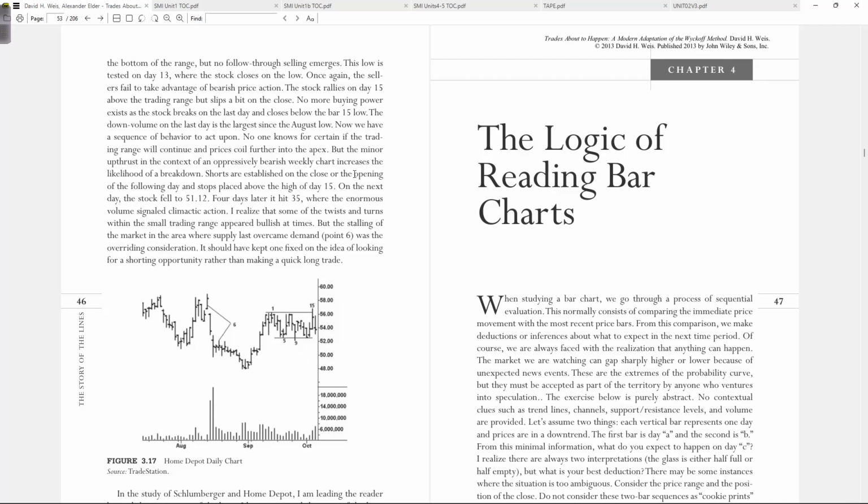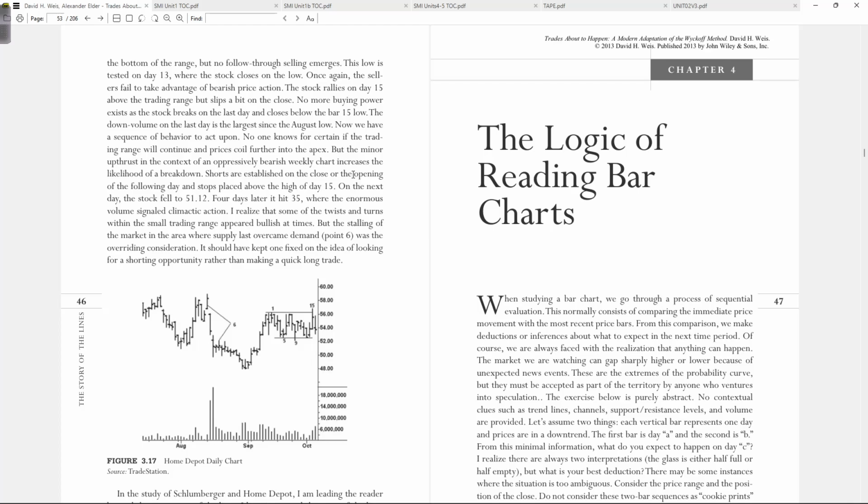Hey guys, today we are reading chapter 4 from the book Trades About to Happen by David H. Weis. Now let's start. Okay, the logic of reading bar charts.